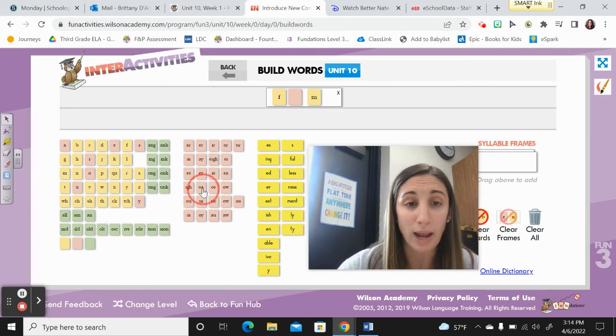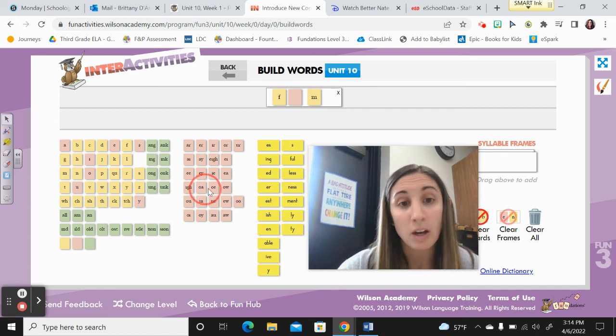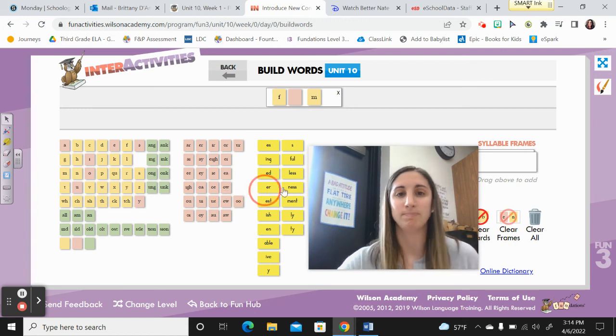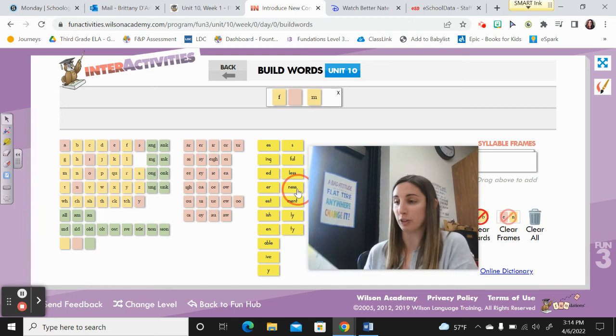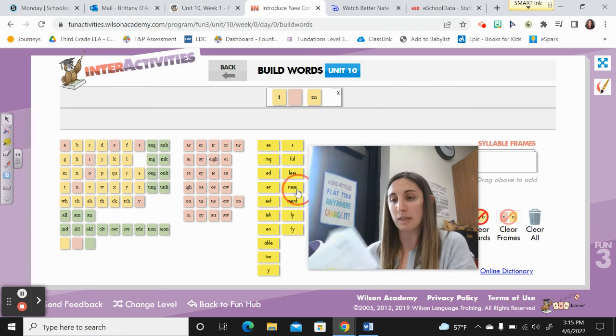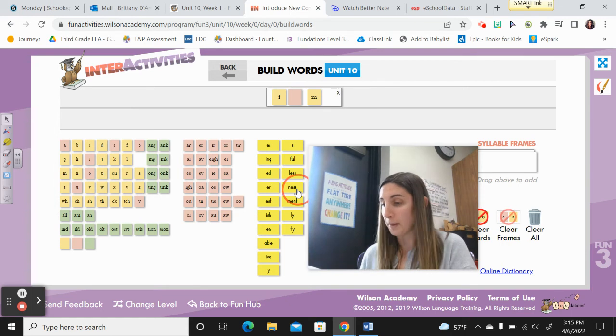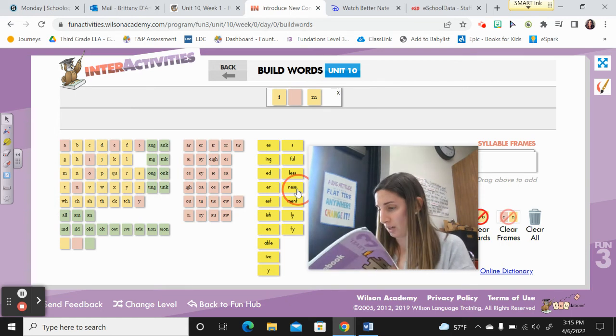Yeah, we have O-A boat O, O-E toe O, O-W snow O. Is foam in your spelling options book? I hope you're looking. Come on, don't beat me. I'm getting a late start. Foam.